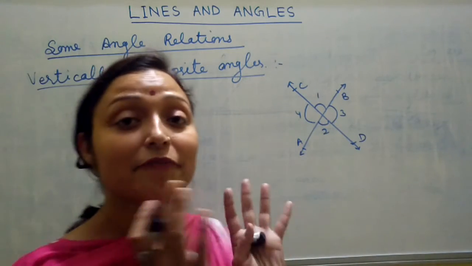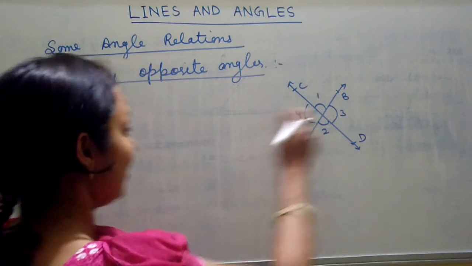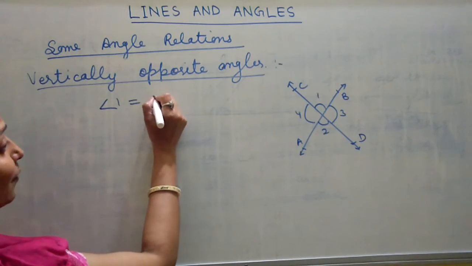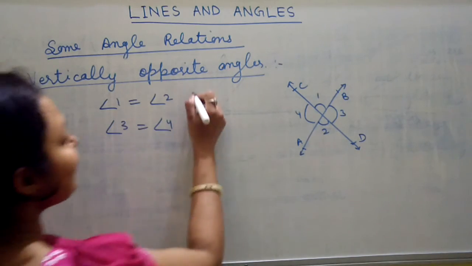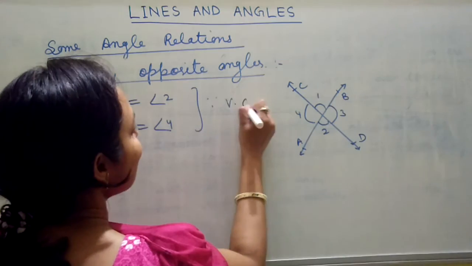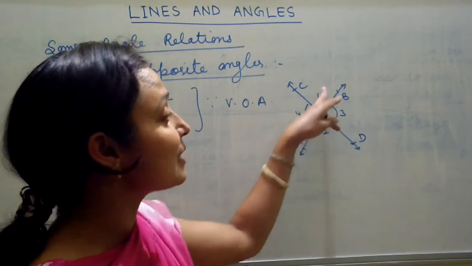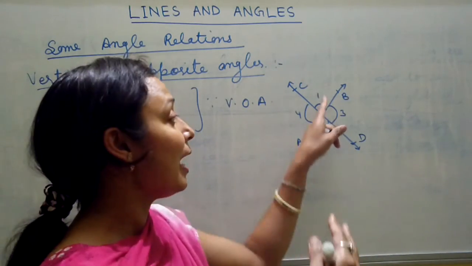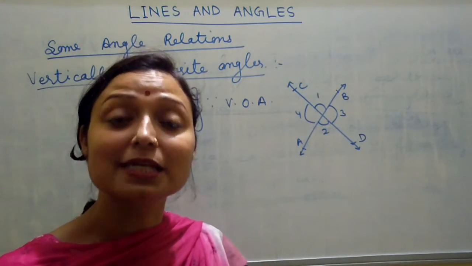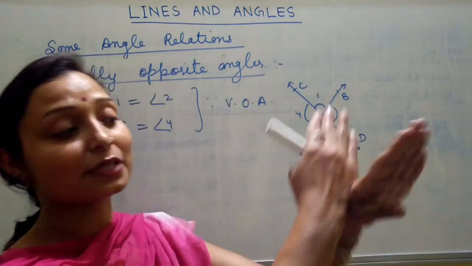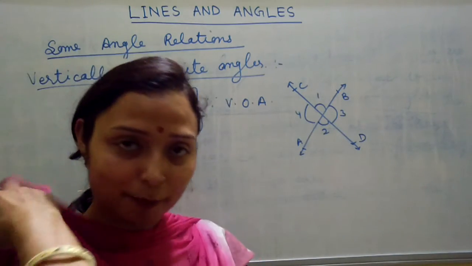Vertically opposite angles are always the same. Angle 1 equals angle 2, angle 3 equals angle 4, always, because they are vertically opposite angles. Two rays having this type of angles are known as vertically opposite angles, which come only in a cross. So these are always the same.